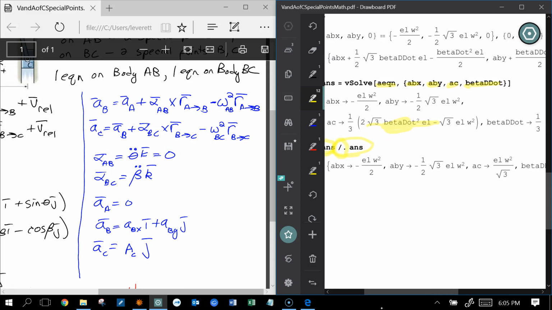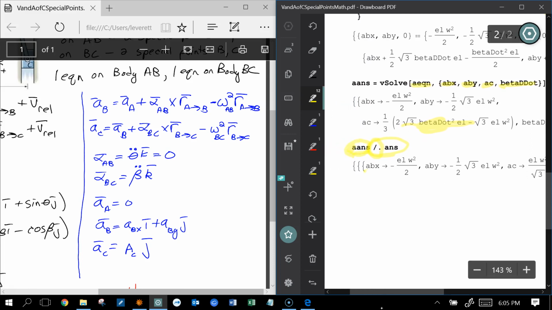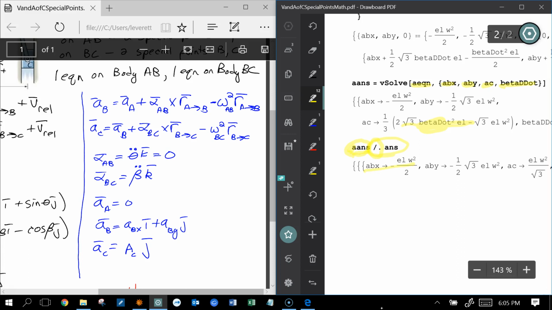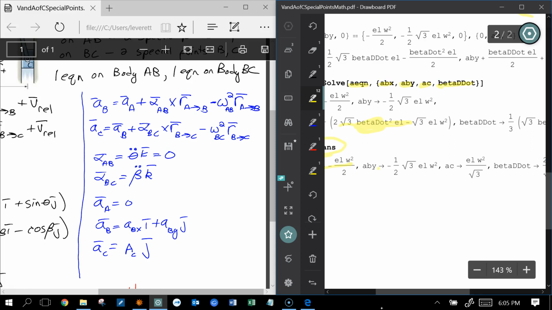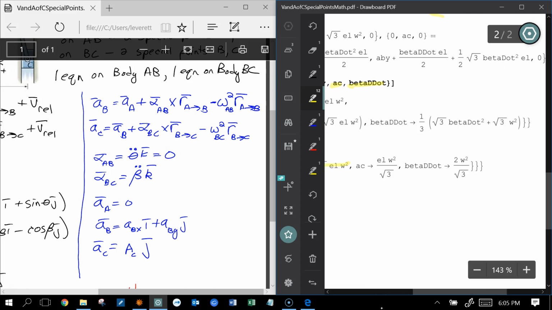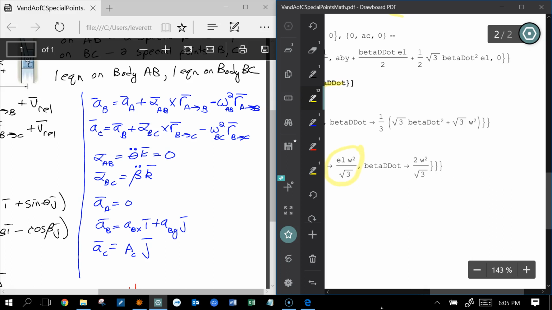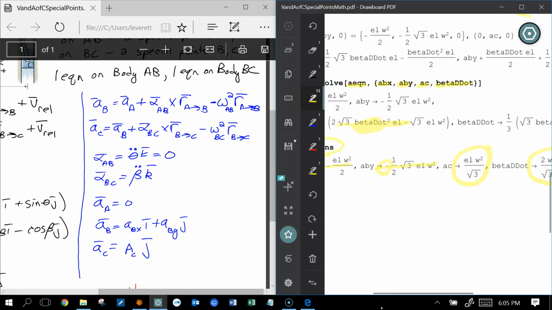And there's the solution. The acceleration of B in the x is negative. Aha, I thought it was going right. It's not, it's going left. The acceleration of B in the y, I thought it was going up. I'm wrong. It's negative. It's going down. The acceleration of C is positive. I thought it was going up. I'm correct. It's going up. What's the beta double dot? I thought it was counterclockwise. You're right. Why? Because it's positive. I'm right. It's going counterclockwise. Okay? That's it.